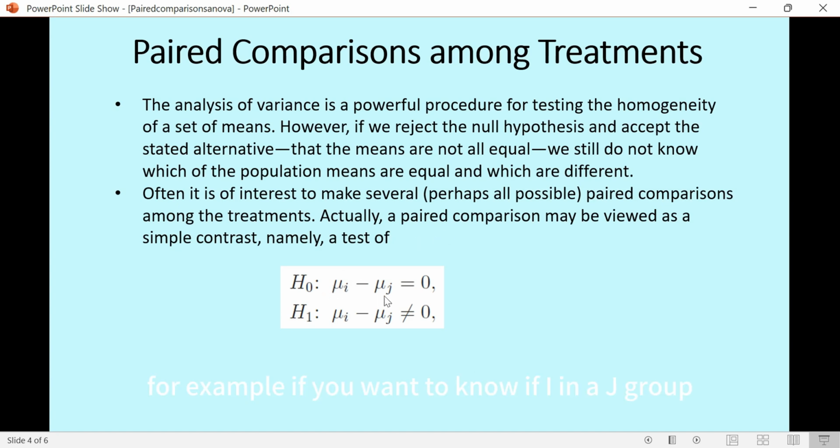For example, if we want to know if groups I and J have the same effect or not, then we assume with the H0 that these 2 groups have the same mean. And if the test is significant, then we will reject this assumption and say these 2 groups are not the same.